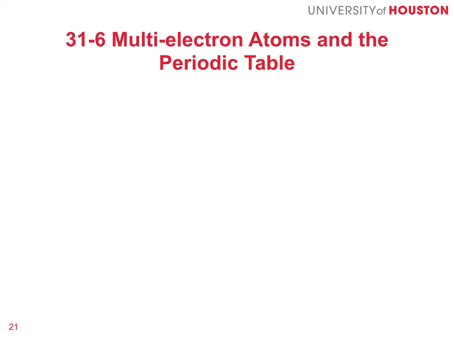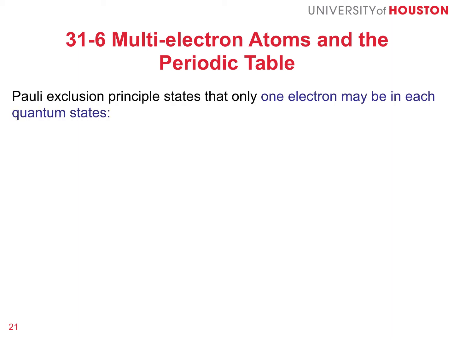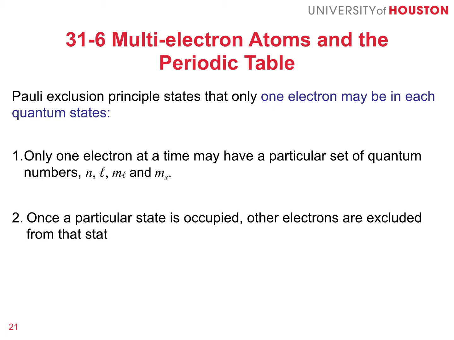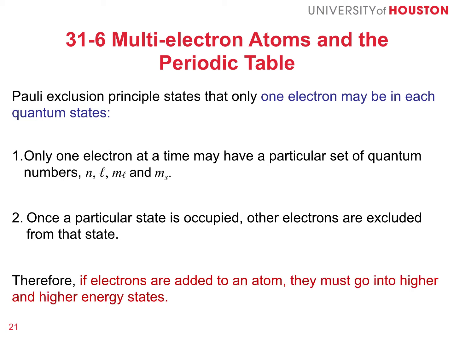The Pauli exclusion principle states that only one electron can exist in a particular quantum state. By that, we mean that one electron at a time can only have a particular set of quantum numbers n, L, ml, and ms. Once that state is occupied, i.e. an electron takes those numbers, no other electron can have the same numbers. Therefore, if we add electrons to an atom, they must go into higher energy states, which correspond to states with larger quantum numbers.